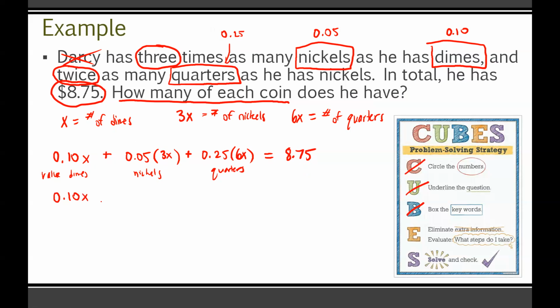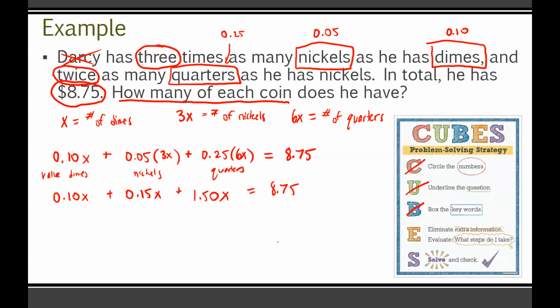Hold on, I'm just going to go 0.10x plus 0.05 times 3x would be 0.15x, because 0.05 times 3 is 0.15. Plus 0.25 times 6 is 1.50x. And if you don't believe me, you could have always used your calculator on that one, no problem. This is still all going to equal 875.